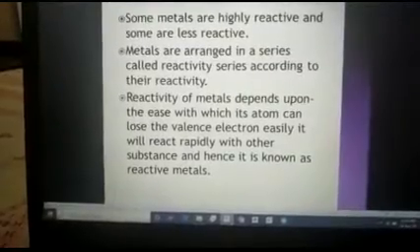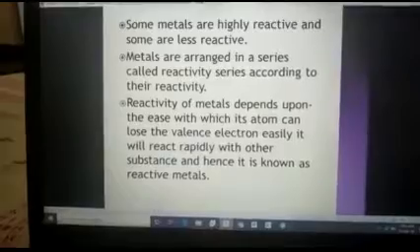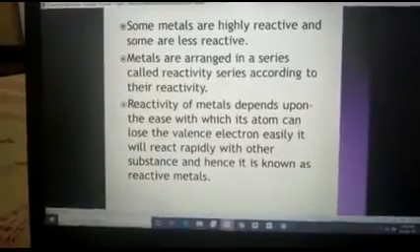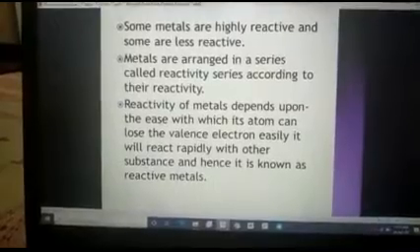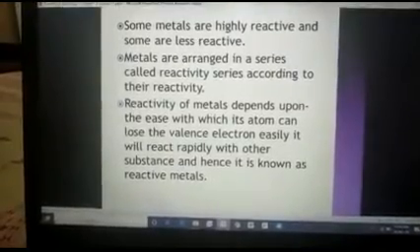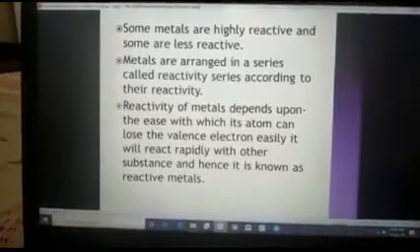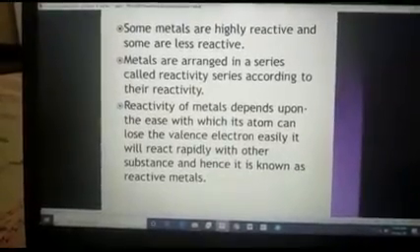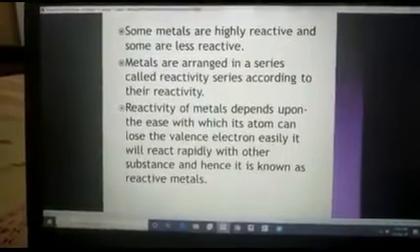See, the reactivity of metals depends on the ease with which its atom can lose the valence electron easily. It will react rapidly with other substances and hence it is known as a reactive metal. Students, how can we define that a particular metal is reactive or not?